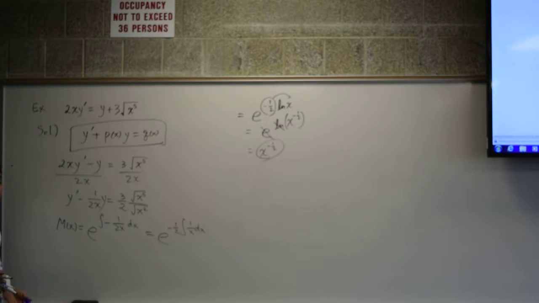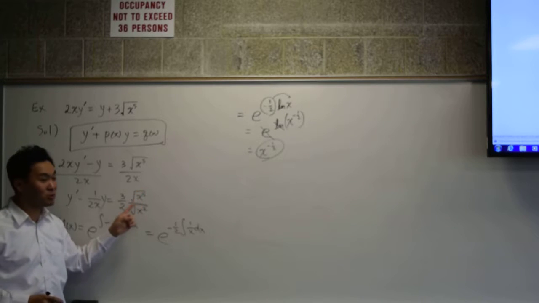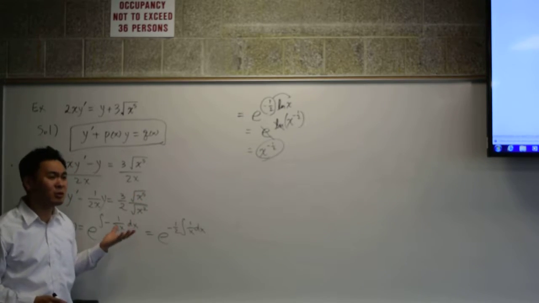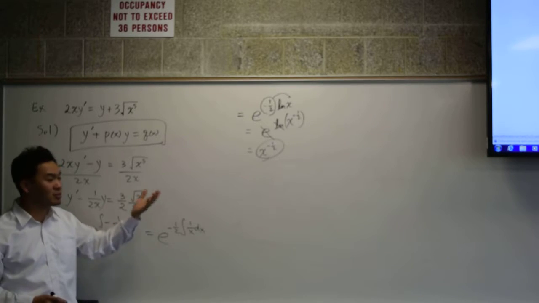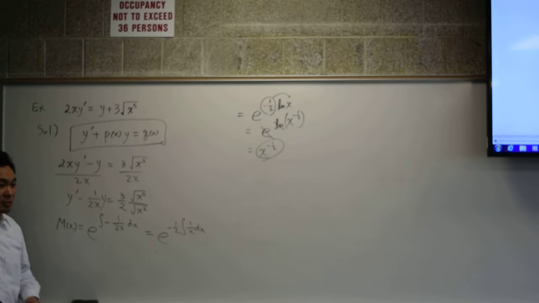Why are you rewriting q of x as 3/2 times radical x to the 5th over radical x squared? That's because, you may choose not to do it, but then you will eventually have to, because once you multiply that, your goal is to actually integrate it, right? You have to integrate it at some point, and if it's not simplified, it's hard to integrate. So you want to simplify as much as possible.